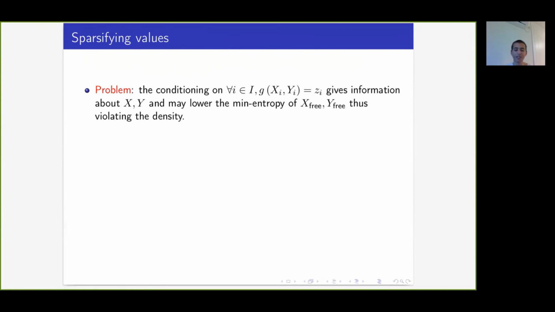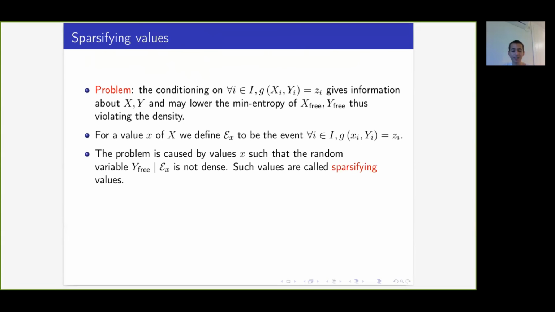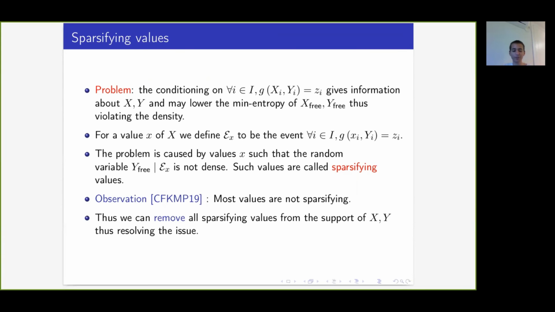Their solution analyzes the problem for specific values of x. Thus, for every value x, we denote by e of x the event that g of xi and yi is equal to zi. First, we know that the problem is caused by certain values x, such that y conditioned on this event is not dense. Such values are called sparsifying values. The main observation made by Chattopadhyay et al. is that most values are not sparsifying, and thus, to resolve that issue, the tree just removes sparsifying values from the support of x and y.